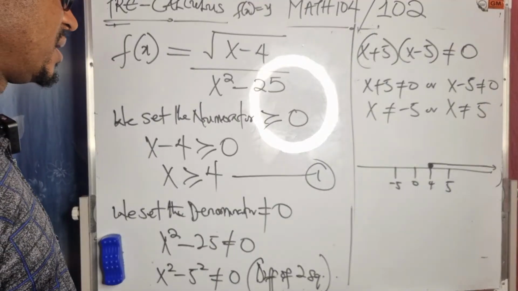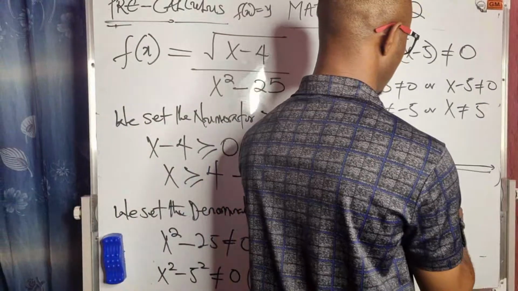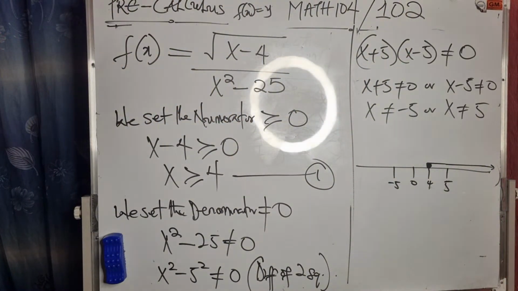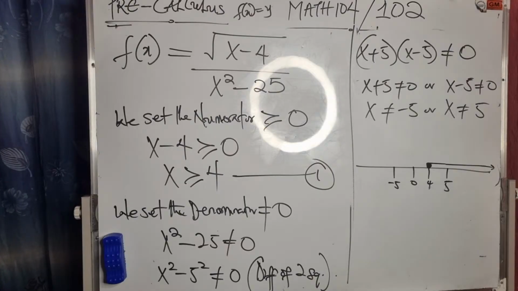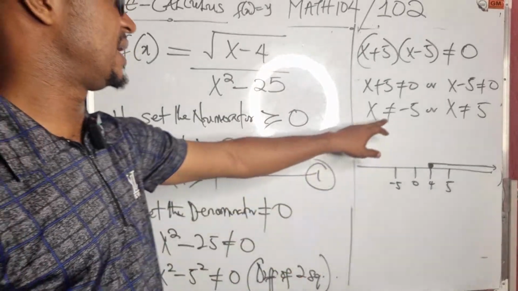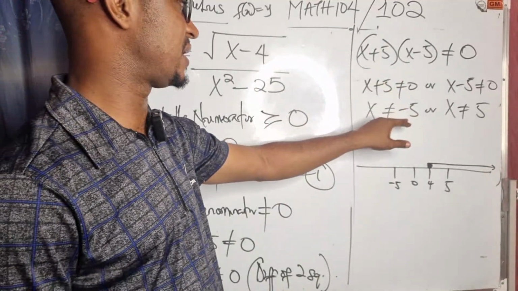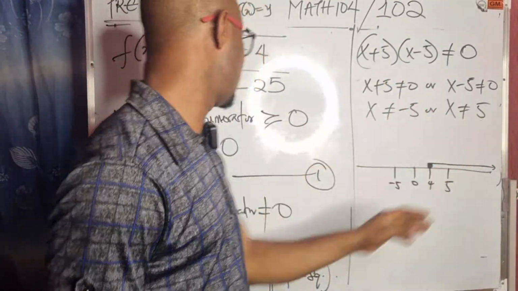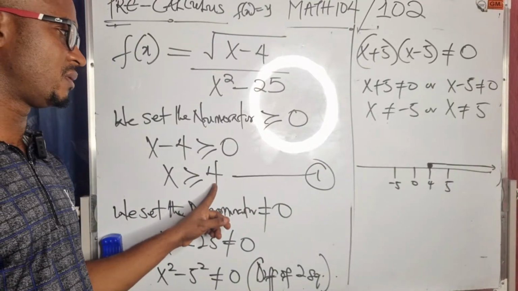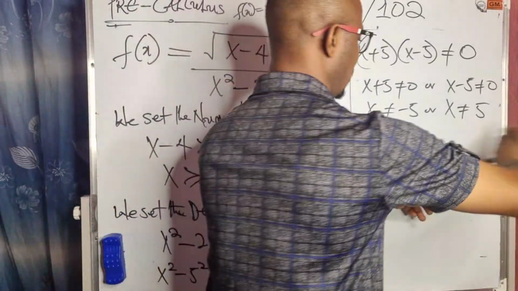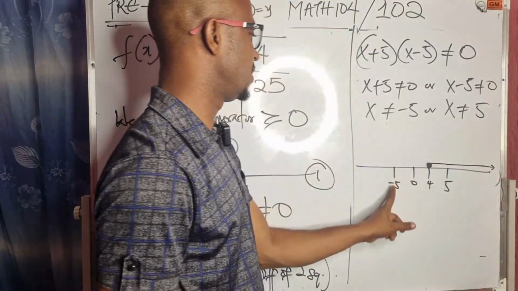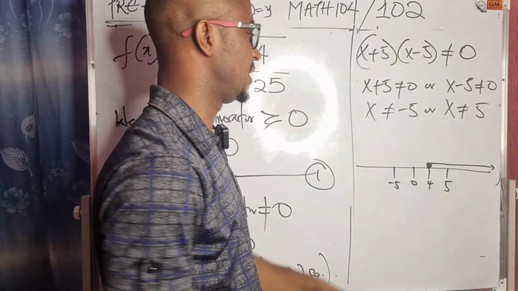So our permissible values of x that can define this function include all the values of x from 4 to positive infinity, excluding minus 5. Whenever you have a case like this, where x is not equal to minus 5 or 5, don't forget that we have x greater than or equal to 4. Meaning from this 4 towards this side, it covers 5, but excludes minus 5.